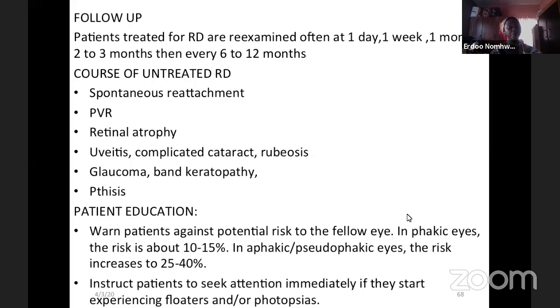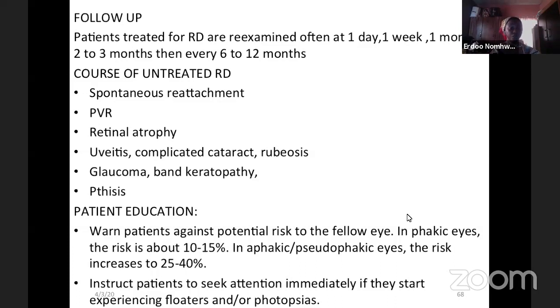And for follow-up of these patients, it's advised that generally, regardless of the method that is used, you examine them first day post-op, 1 week post-op, then 2 to 3 months afterwards, and then every 6 to 12 months. But this is not a hard and fast rule, as the follow-ups would depend on what you see at each visit. Then for the course of untreated RD, the patient has a retinal detachment and is not treated. The following can happen.